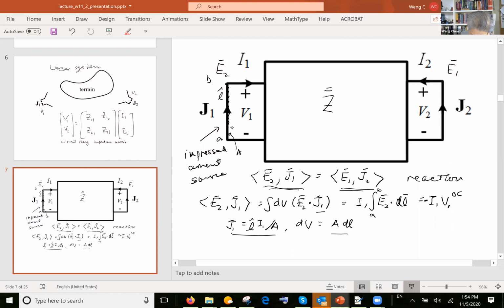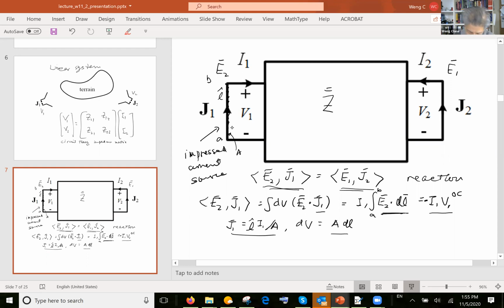And that I will call an open circuit voltage. Because when I do this experiment, when I turn on J2, I'm assuming J1 is turned off. So in the place of J1, there's no current flowing. There's just an open circuit there. But an electric field E2 will be generated at this point, J1, or this port 1. And that electric field produces a voltage, assuming that there's no current there. But this is a voltage when port 1 is open circuited. So usually we call this the open circuit voltage at port 1. Everybody gets that? Any questions on this derivation? The inner product between E2 and J1 is just I1 times V1 open circuit.